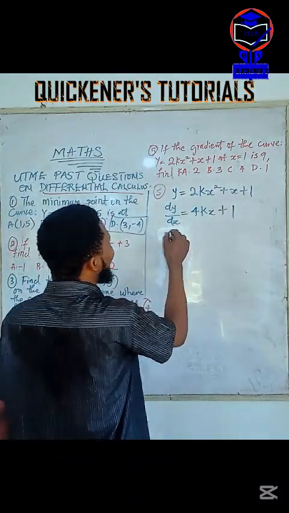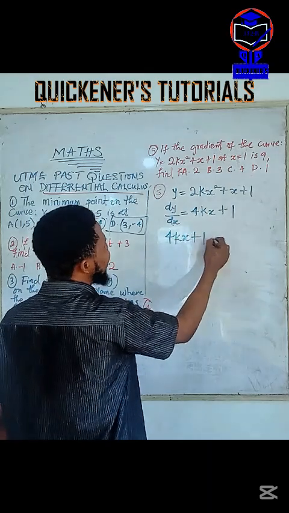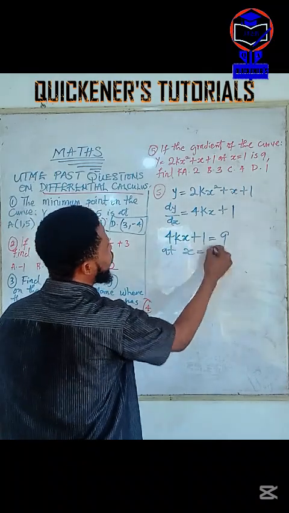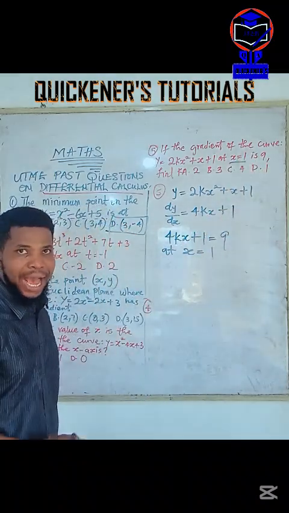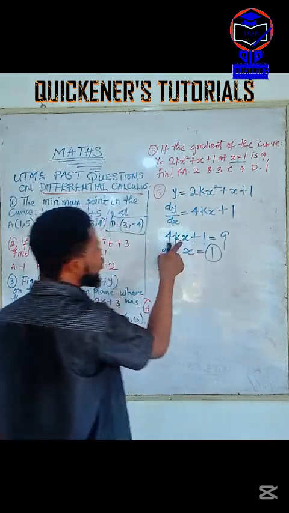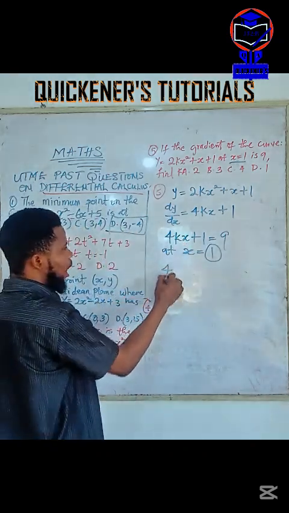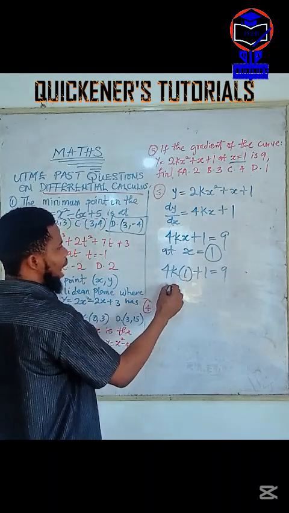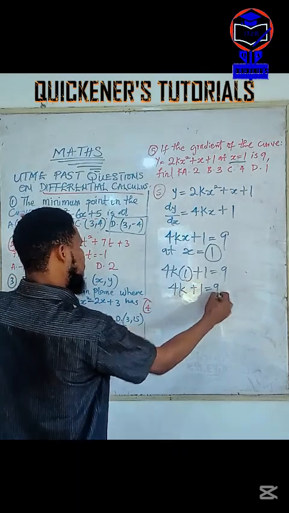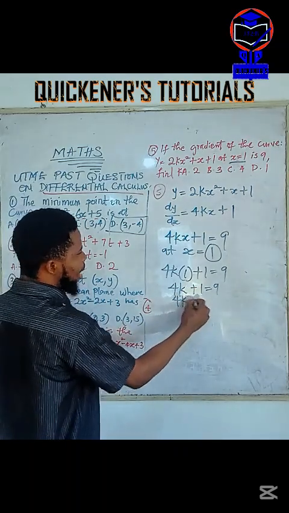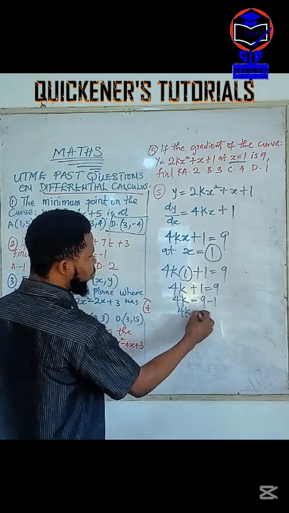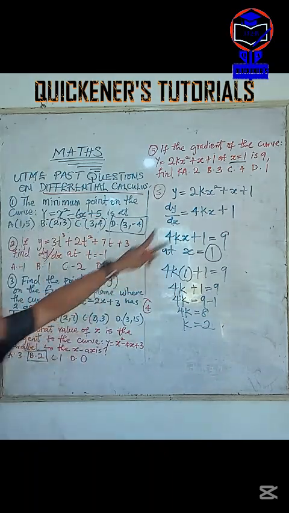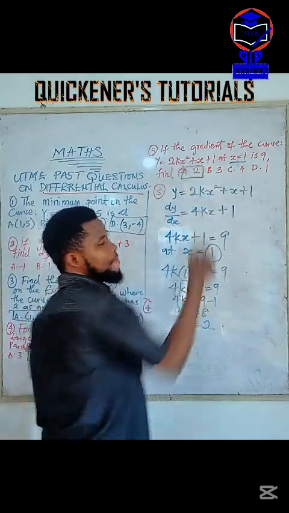Okay, so let's go. So 4kx plus 1 is equal to 9 according to this question. And at x equal to 1. Remember, we said x equal to 1. Are you getting it now? So carry this one and substitute for x here. So what do you have? 4k multiplied by 1 plus 1 equal to 9. So 4k times 1, that will be 4k plus 1 equal to 9. So move the 1 to that side. 4k will have to be 9 minus 1. So 4k is equal to 8 and k is equal to 8 divided by 4. That is 2. So the answer for k is 2. The correct option is A.